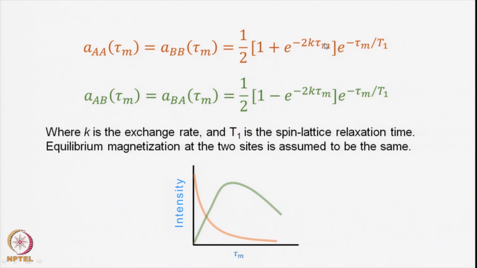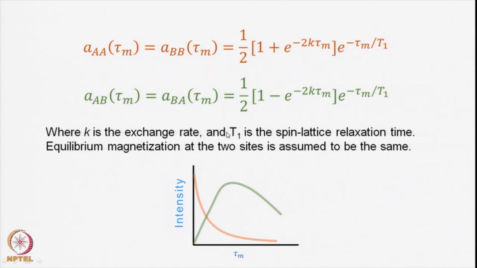Now, you can see here when tau m is 0, this term is 1 and this term is 1. So, what you get here is 1. Therefore, the intensity of the diagonal peak is maximum and that is 1, it is essentially normalized. And what about the intensity of the cross peak? If tau m is equal to 0, see this one is 1, therefore 1 minus 1 goes to 0 and this is of course 1. So, the intensity of the cross peak is 0.